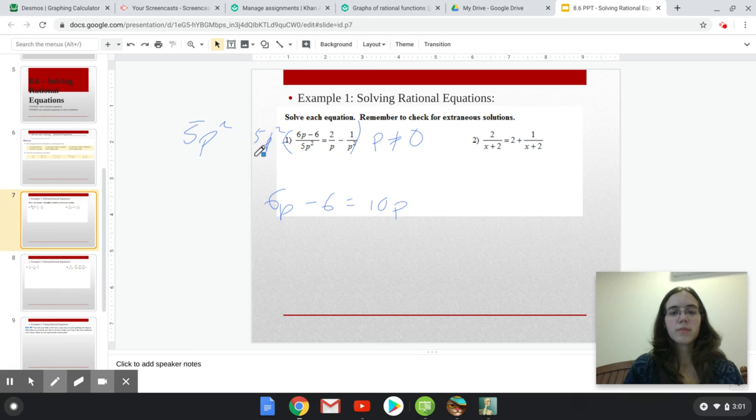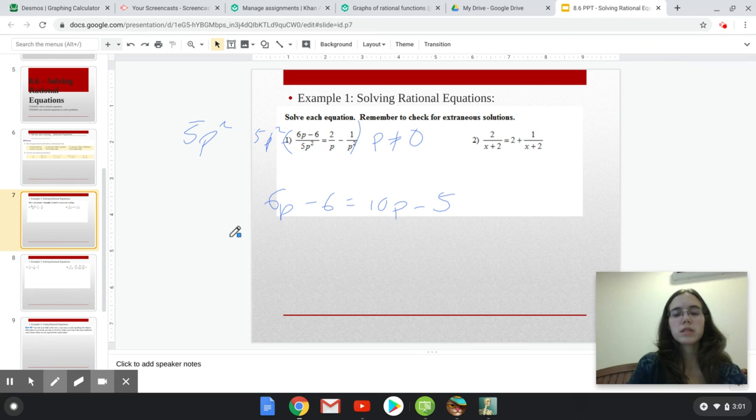And then I'm going to multiply 5p squared by 1 over p squared. So the p squared and the p squared are going to cancel. So that's just 5 times 1. So I'm going to have minus 5 times 1, which is 5. See how going through and multiplying by the common denominator gets rid of all of my denominators. I have no more denominators. I don't have to worry about that anymore. Now I just have a regular linear equation that I can solve.